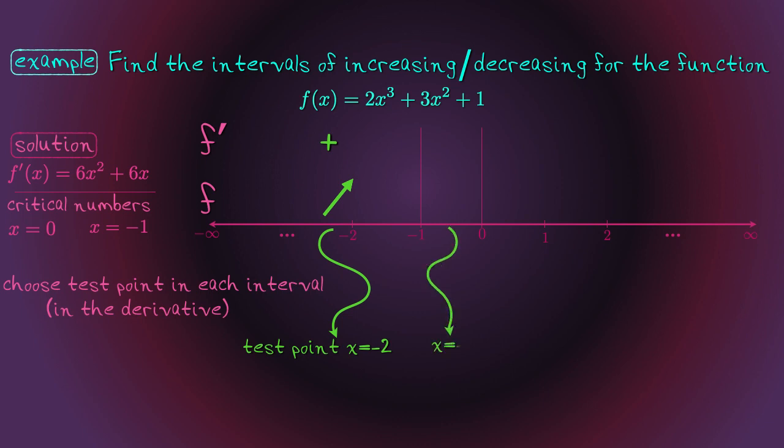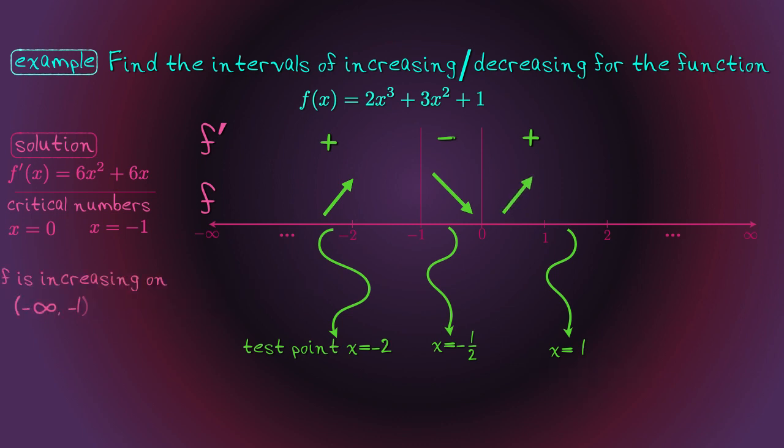Next, for the next interval, negative 1 to 0, we'll choose x equals negative 1/2, which is negative. If f prime is negative, f is decreasing. Lastly, the easiest test point, we'll choose x equals 1. If we plug that in, we get 12, which is positive. And that means that f prime is positive. F is increasing. And so we can sum this up. F is increasing on negative infinity to negative 1, union 0 to infinity. Decreasing on negative 1 to 0.